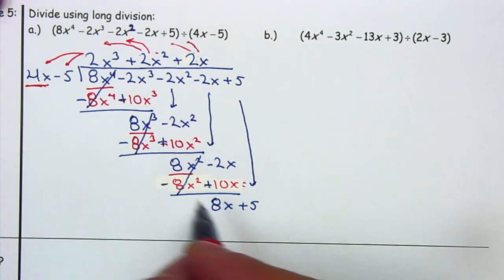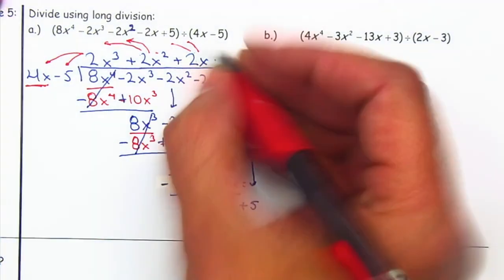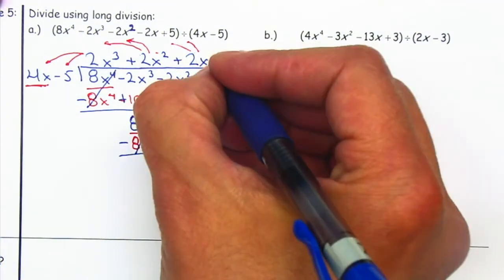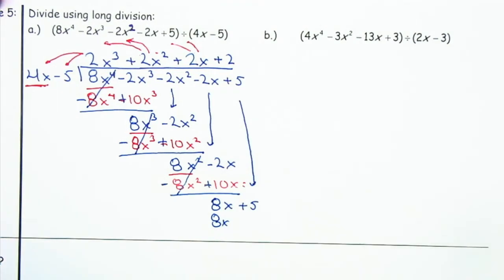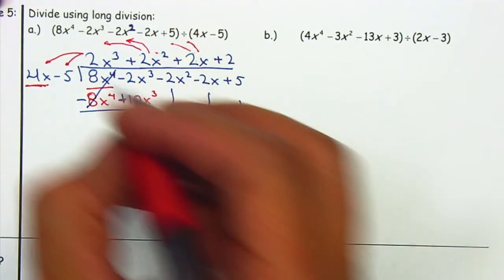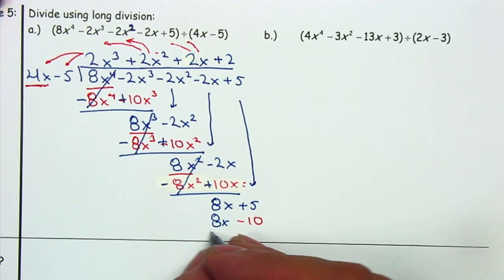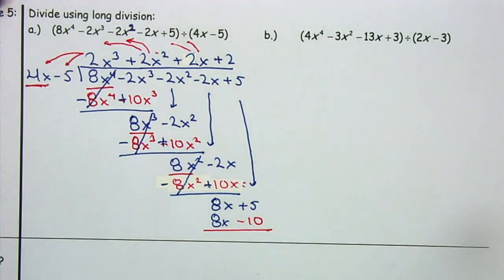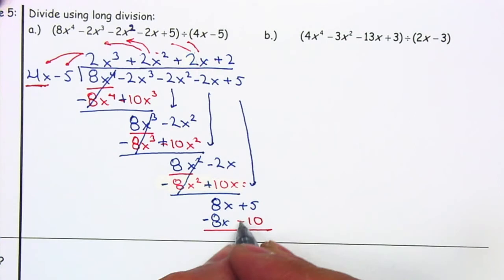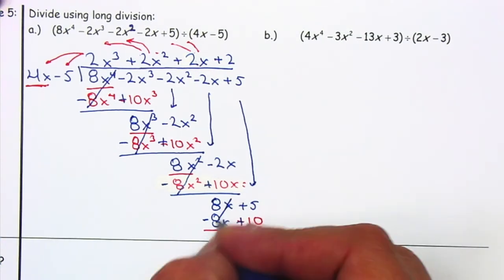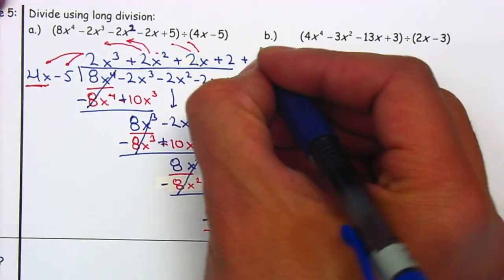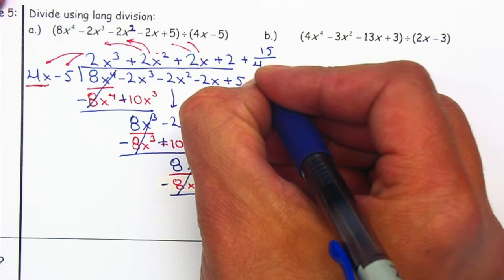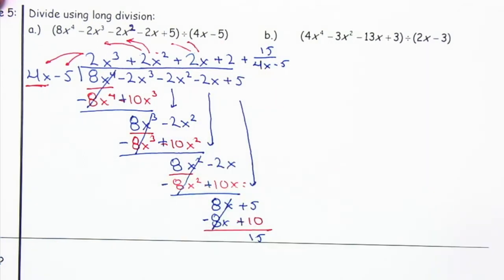What do I need to multiply 4x to get 8x? So it'll be positive 2. 2 times 4x will give me 8x. 2 times negative 5 will give me negative 10. I'm going to change my signs. So this becomes the opposite as a negative. This becomes the opposite as a positive. This will always cancel, and my remainder will be 15. So this will be plus 15 over 4x minus 5.